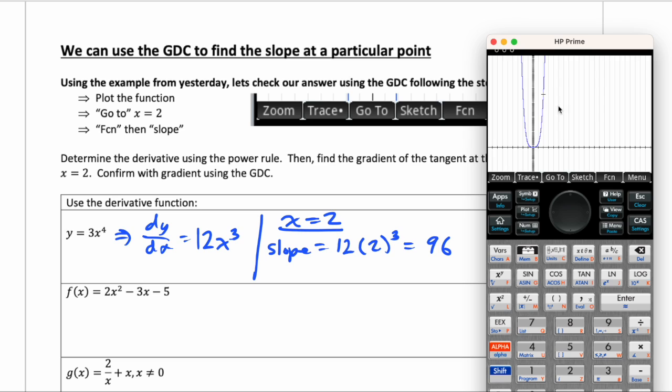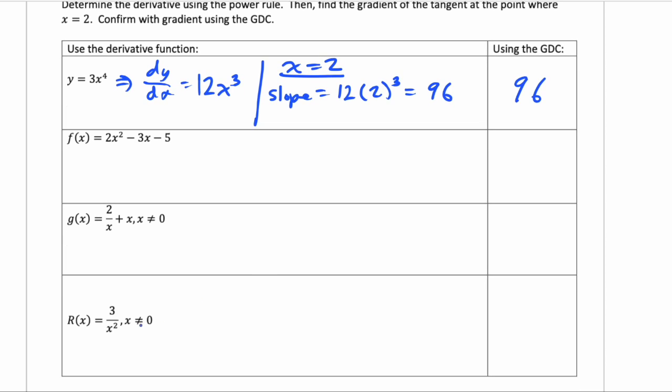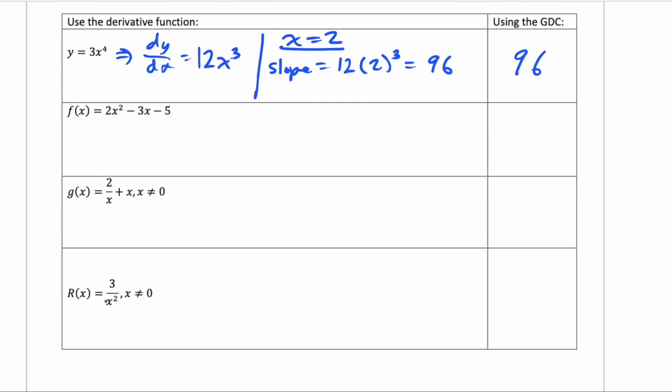It looks very steep here. Let's see if it's 96. Function, slope. It is indeed 96 right here. Okay, so your calculator can do that work for you. Let's do another one down here. Let's do this last one here.